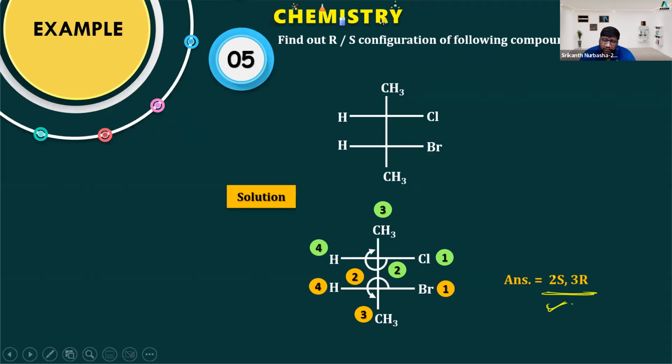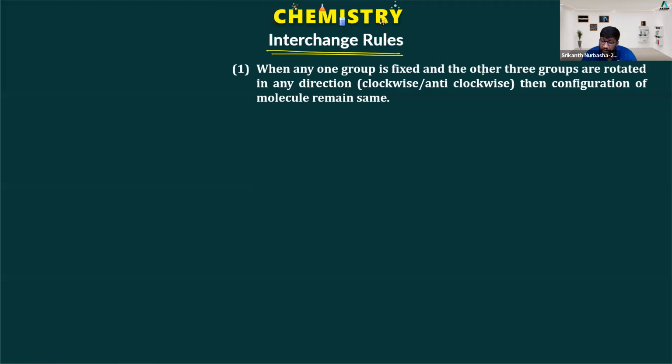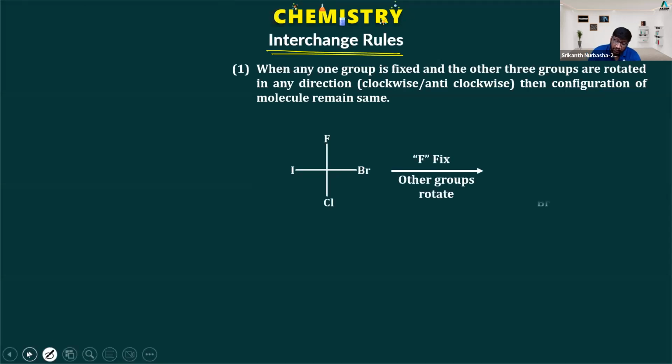Is that clear or not? Everything, how to assign R and S? Yes, sir. Now there are some set of rules known as interchange rules which are important. When any one group is fixed and the other three groups are rotated in any direction, clockwise or anti-clockwise, then configuration in the molecule remains same. Fluorine we have fixed, other groups rotate. If you fix fluorine and rotate other groups, then the configuration will be same.